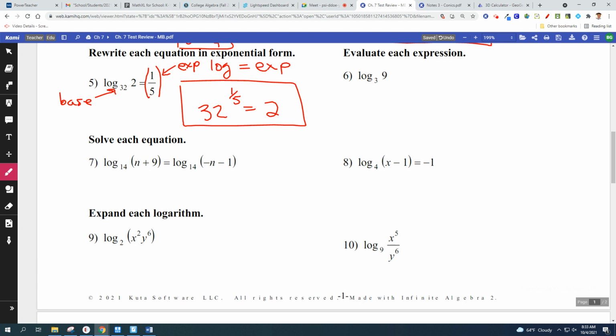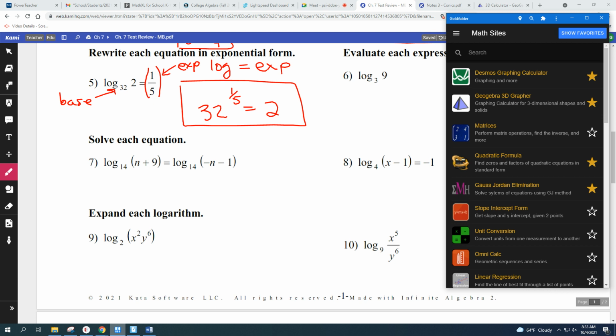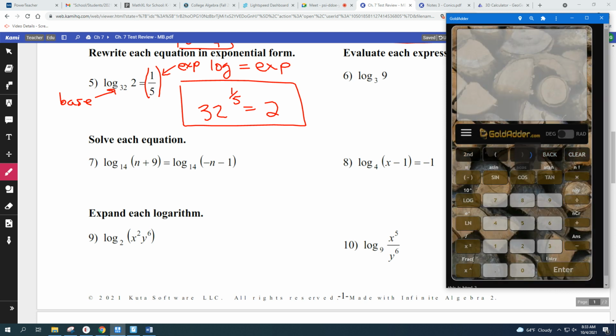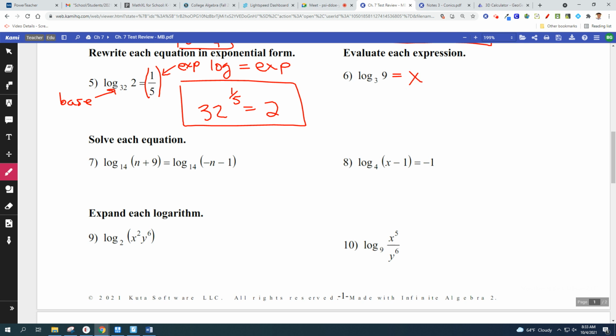Evaluate each expression. Now, I showed you two ways to do this. One way is to use a calculator. We can do the change of base formula by doing log 9 over log 3. Change of base formula is 2. But without a calculator, I can just say, I've got a base 3. I know that that log equals an exponent. And so the first way we learned how to do this was we set it up by using our conversion, and then we change that 9 into 3 squared. X equals 2.